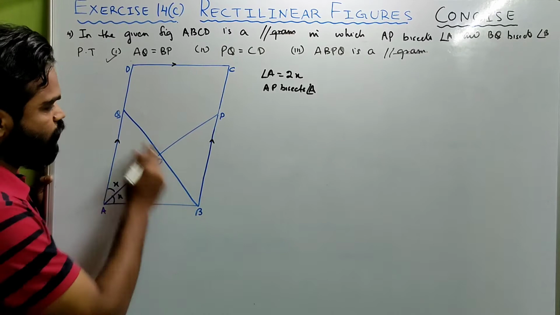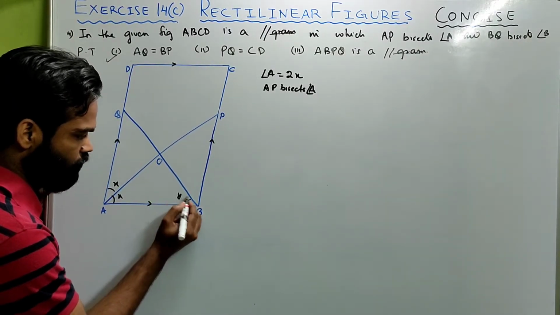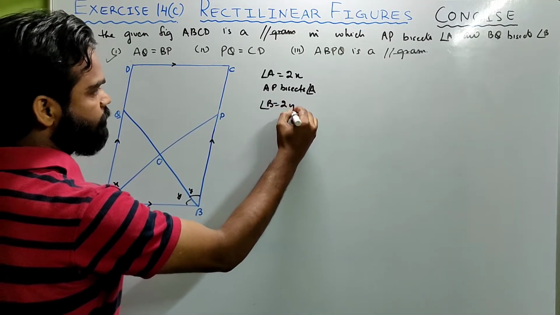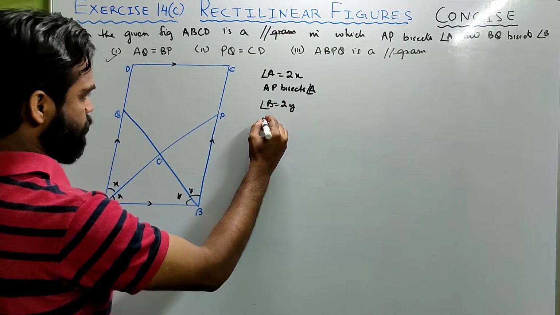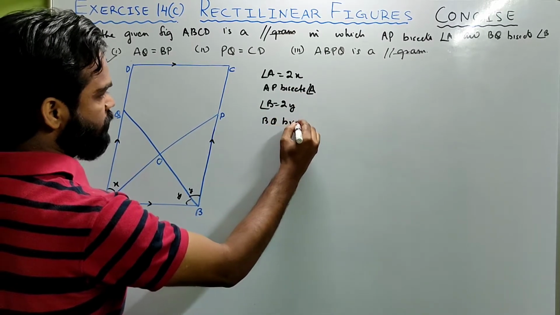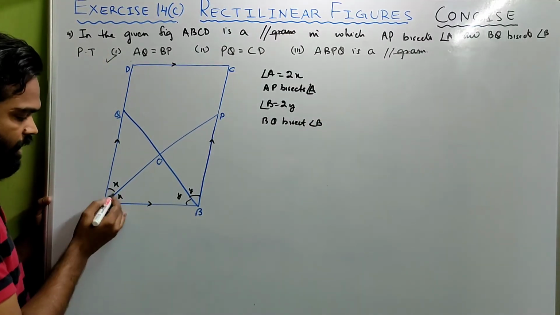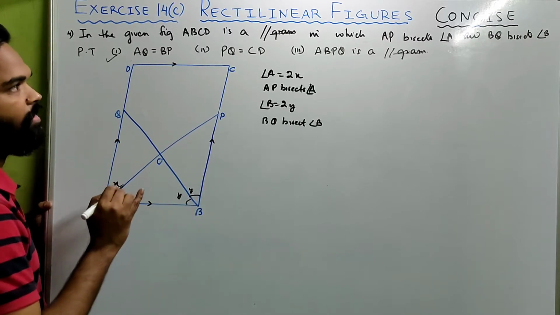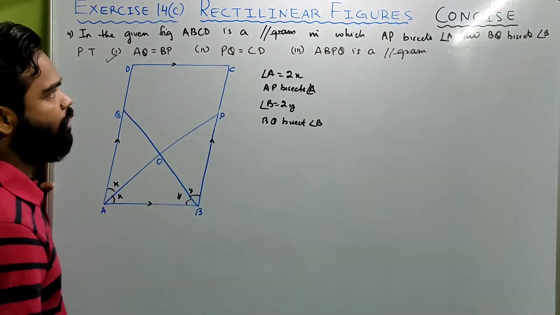Similarly, BQ bisects angle B. So if I take the entire thing as 2y, this will be y, this will be y. Suppose angle B is 2y. So if we know that BQ bisects angle B. Is this clear or not? The entire angle is 2x. So this is x, x, this is 2y, y, y. Now we need to prove that AQ and BQ are equal in length.